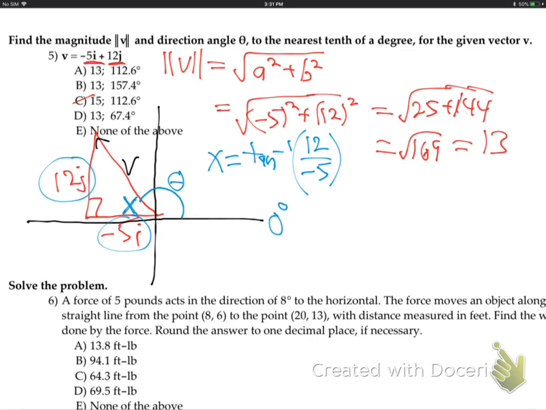So far so good? You find that little angle X by inverse tangent of Y over X, opposite over adjacent. Hit the buttons on your calculator, and you're going to get a negative. Tangent inverse of 12 divided by negative 5. So I'm getting X equals negative 67.4 degrees. Now, what does that mean, negative?